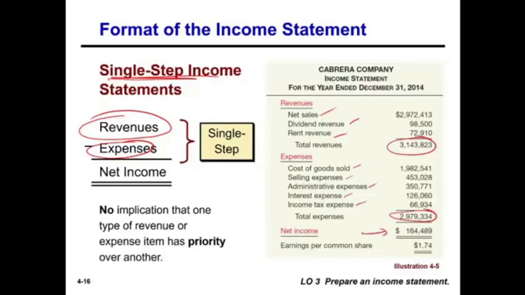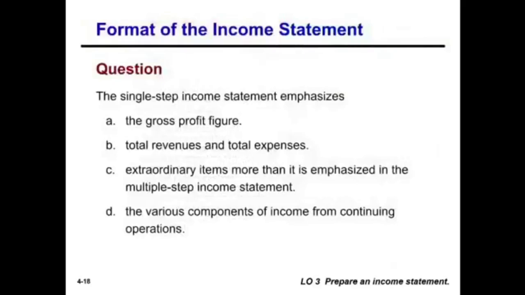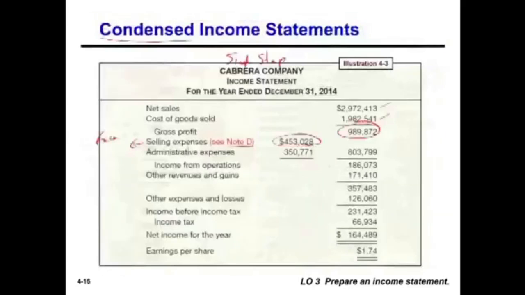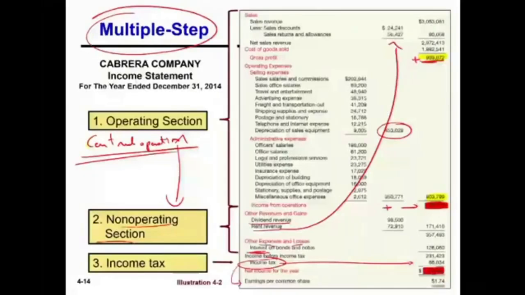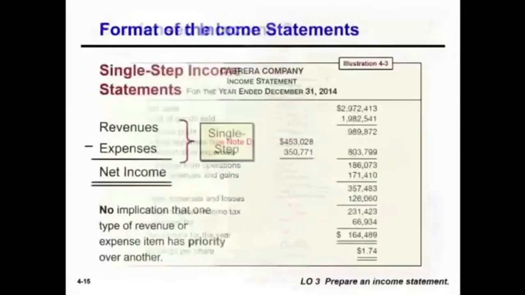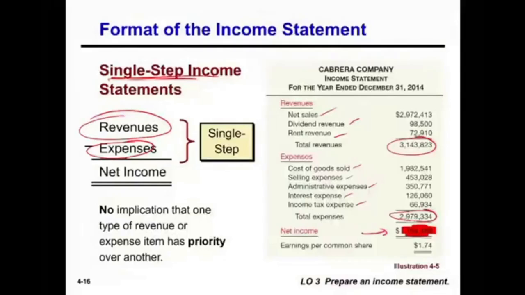Net income will be the same under either method, 164,489. Let me go back to this income statement. 164,489. So the net income is the same. It's just the way it's presented. Okay.